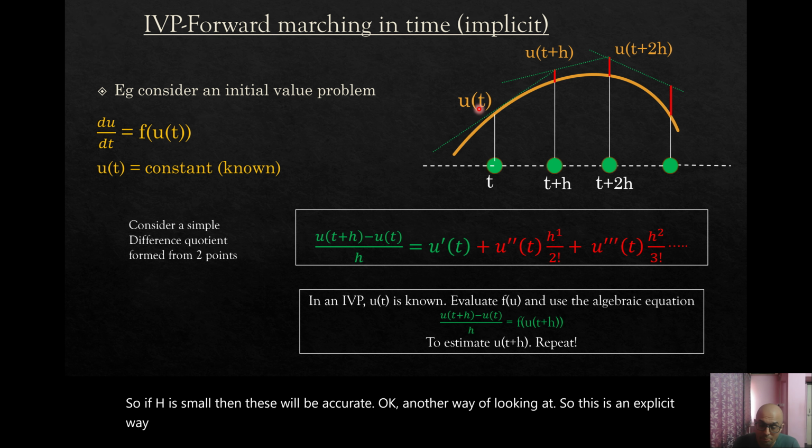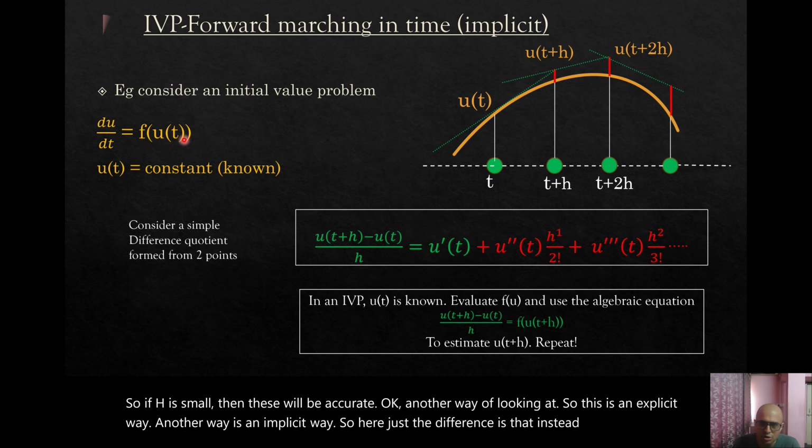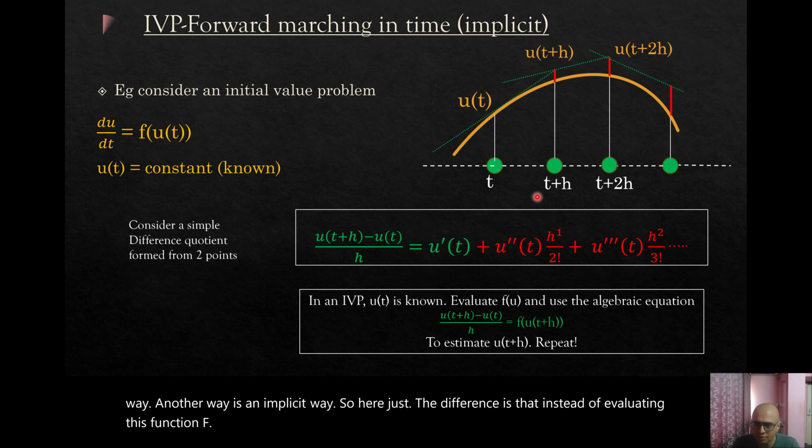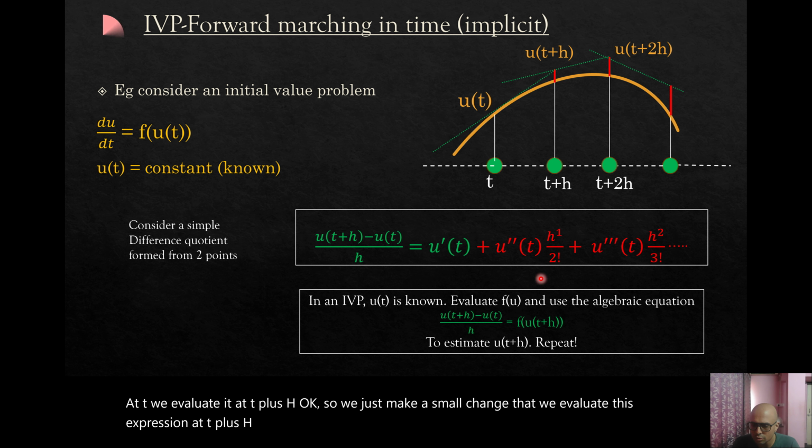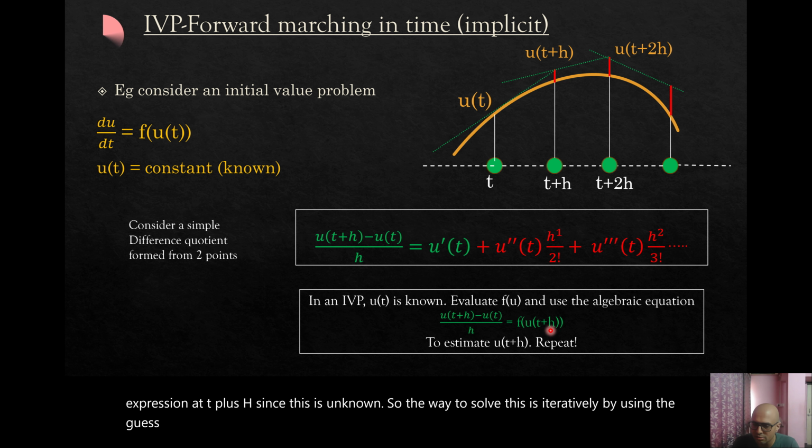Another way is an implicit way. So here the only difference is that instead of evaluating this function f at t, we evaluate it at t plus h, okay? So we just make a small change, that we evaluate this expression at t plus h. Since this is unknown, the way to solve this is iteratively by using a guess value. So first you plug in a guess value of u of t plus h.